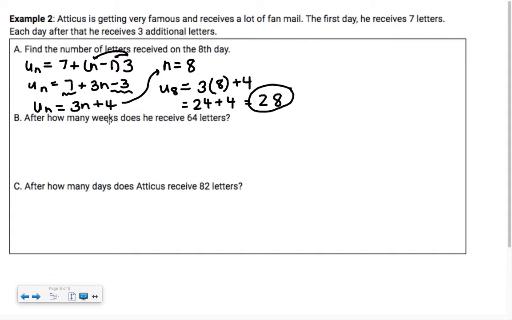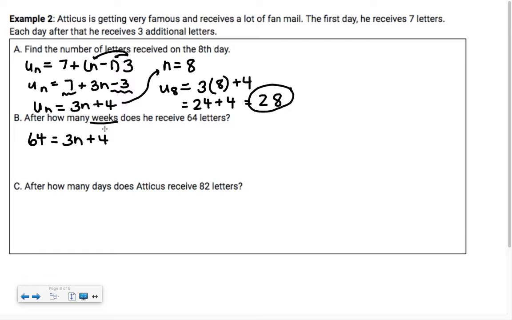It says, after how many weeks does Atticus receive 64 letters? Keyword here is weeks. So let's find the number of days it takes for him to receive 64 letters and see how many weeks that translates into. So here our un is going to be 64, because our term number here, we're not sure. We know the value of our term is 64. So 64 is going to equal 3n plus 4.